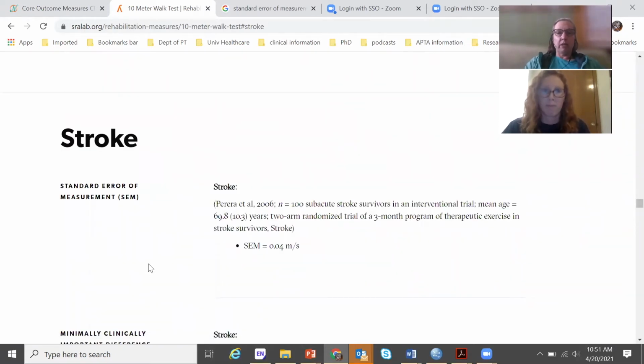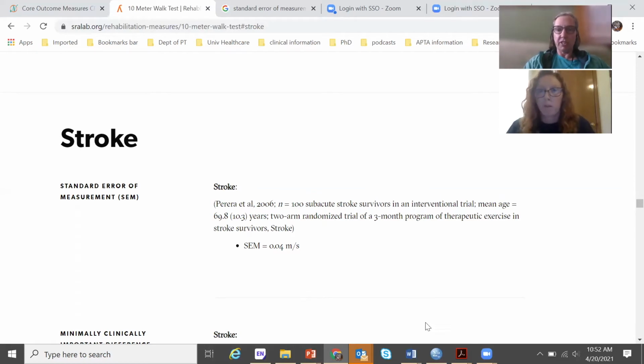So let's talk a little bit about what this means. That SEM is the standard error of measurement. What that means essentially is that for any score the patient gets, we assume that there is some variability just due to simple measurement, uncontrollable error. And for this measure, that standard error range is 0.04 meters per second. So we need to have more change than that to assume that actual change occurred.